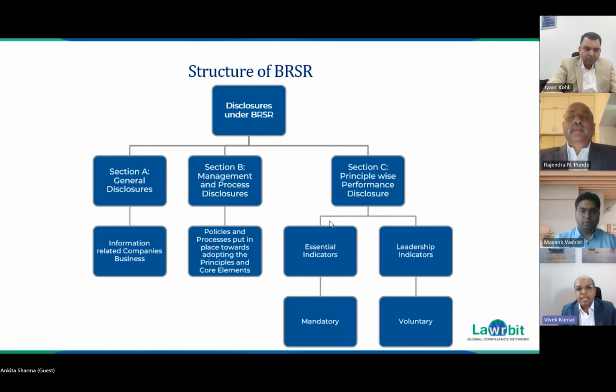Now Section C is something that we have to look at in more detail. We'll just understand what it contains topic wise. Section C, as I mentioned, has 9 principles. Each principle has core elements, and each core element has matrices, essential indicators and leadership indicators. Those have to be reported, and as we go along in the next slides, we will see this particular portion in detail.